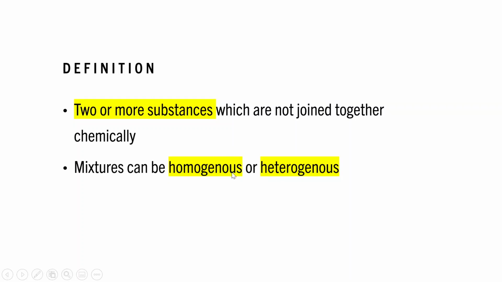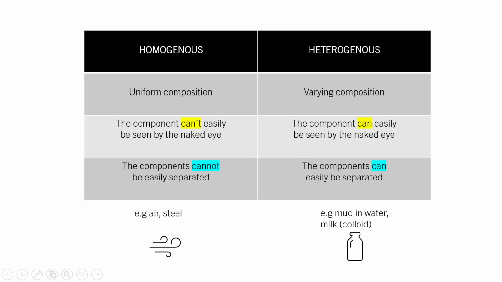Mixtures can be homogeneous or heterogeneous. Homogeneous versus heterogeneous. For homogeneous mixtures, you would see that they have uniform composition. You would see that the particles are evenly spread out within the other substance. So you would usually have a solvent and a solute, and the solute is usually evenly spread out through the solvent. Alright? For heterogeneous, they have a varying composition.